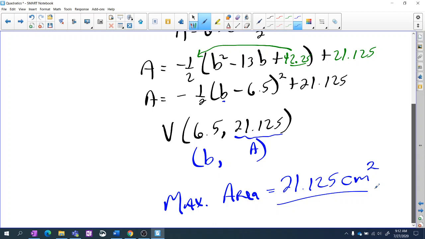And there you have it. So we started with some measurements and some criteria about a triangle, and we turned it into a quadratic function, which we then modeled and put in vertex form to identify the maximum value.